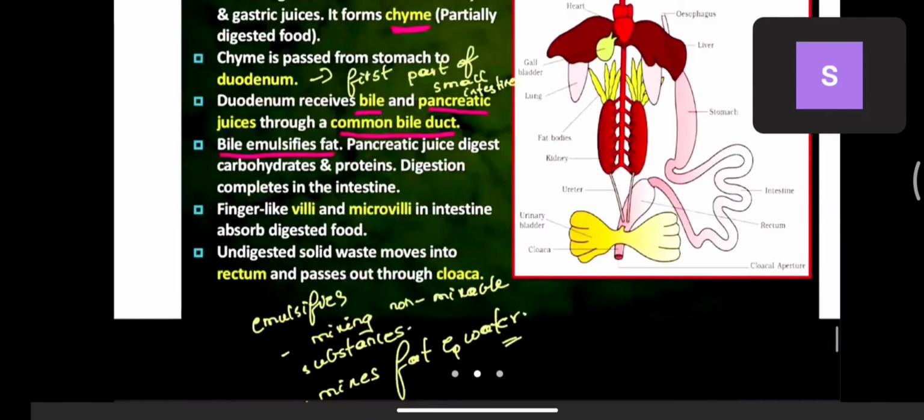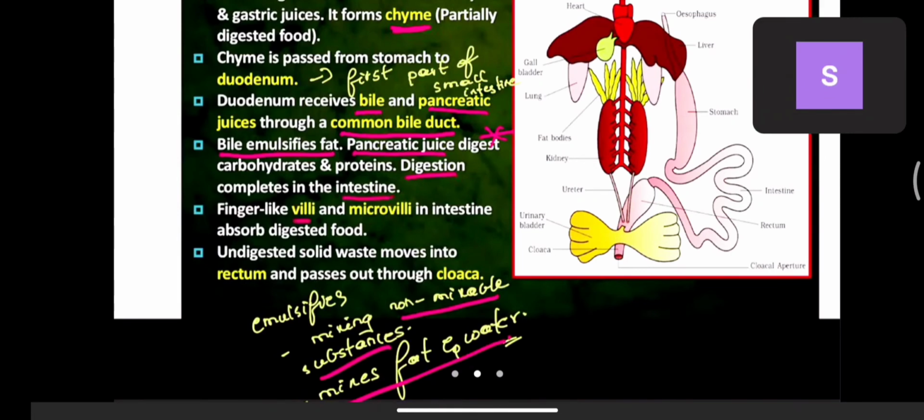So here I have written, emulsification means what? The process of mixing non-mixable substances, that is, mixing of fat as well as water. That is happening with the help of bile. Clear? So pancreatic juice digests carbohydrates and proteins. What is the function of pancreatic juice? This is another important point. The function of pancreatic juice is digestion of carbohydrates as well as proteins. So digestion completes in the intestine.